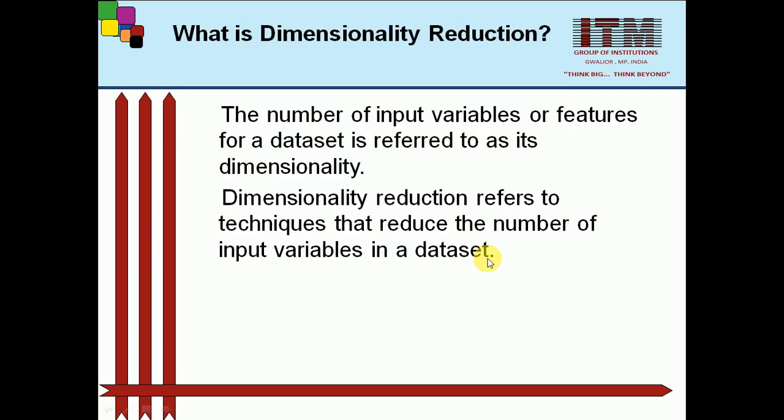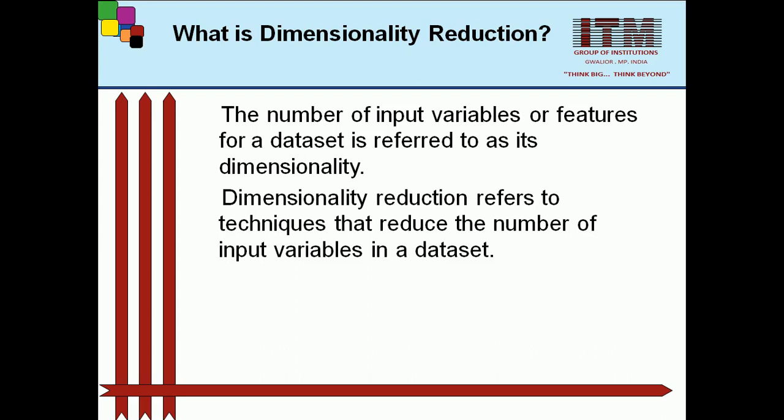Basically, what is dimensionality reduction? See, the number of input variables or features which we provide to a data set is generally referred to as dimensionality. What is dimensionality? The number of attributes, the number of features which we provide to a data set. Those numbers of features or attributes are referred to as the dimensionality of a data set.